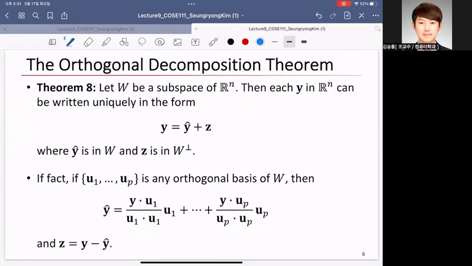And then let's derive the orthogonal decomposition theorem. Orthogonal decomposition theorem. This is theorem A. Let W be a subspace of Rn space. Then each Y in Rn space can be written uniquely in the form Y is equal to Y hat plus Z, where Y hat is in W, Z is in the orthogonal complement of W.